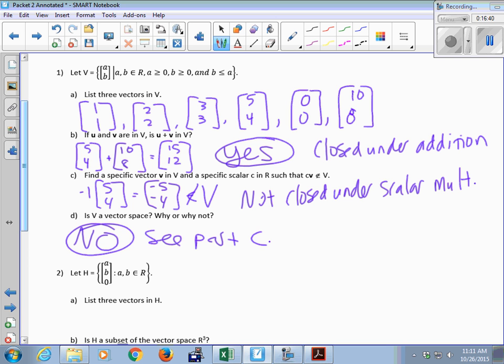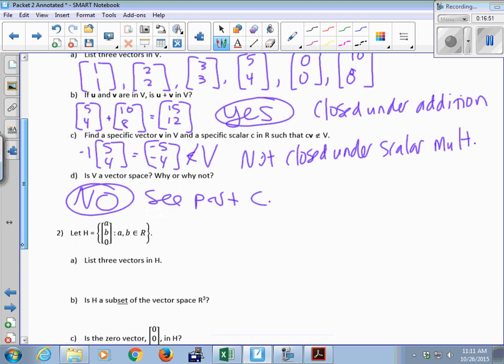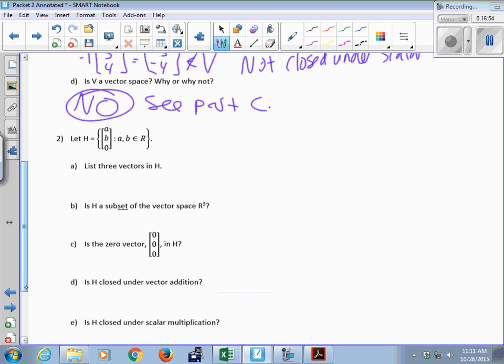This is sort of the general idea that we're starting with. I'm going to give you a set, and you're trying to determine whether or not it's a vector space. So let's do another one. We kind of already know because we just talked about this in the notes, but if H is (a, b, 0), where a and b can be any real number, give me three vectors in H.